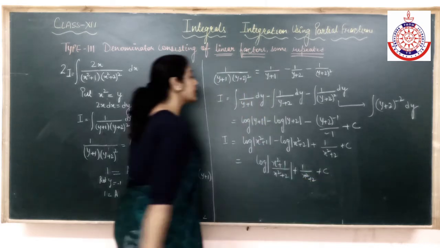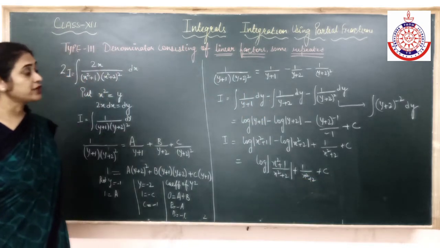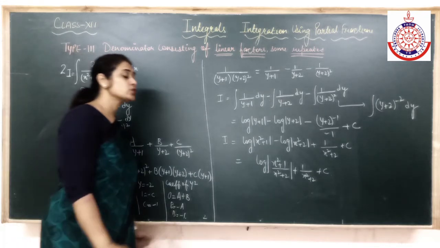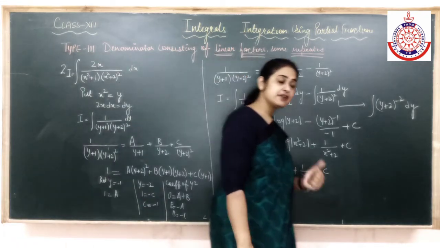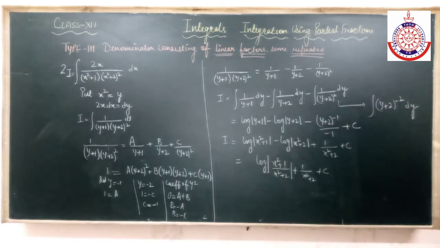So this is how we are going to solve type 3 questions. Type 3 questions means when the denominator has linear factors but some may repeat. So you have to apply the rule according to the question given to you.